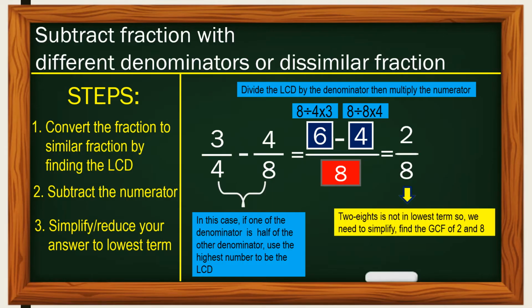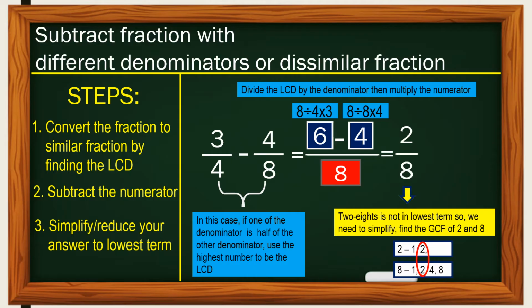Then our difference, 2/8, is not in lowest term. So we need to simplify by finding the GCF of 2 and 8. So ilista natin ang mga factor ng 2 and 8. Factors of 2, we have 1 and 2. And the factors of 8, we have 1, 2, 4, and 8. And the greatest common factor of 2 and 8 is 2.